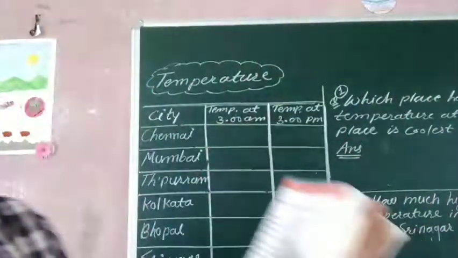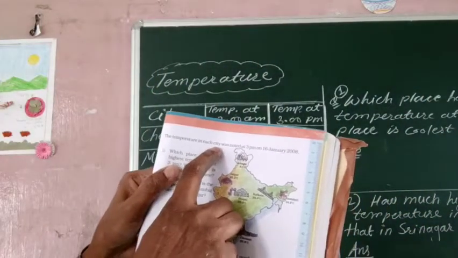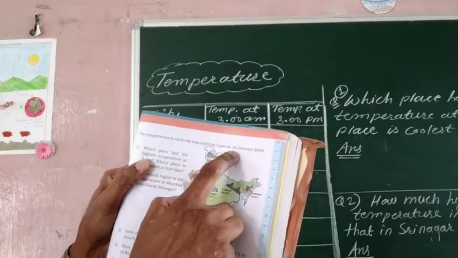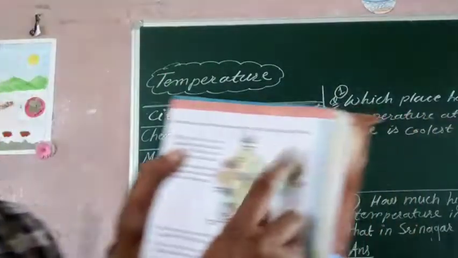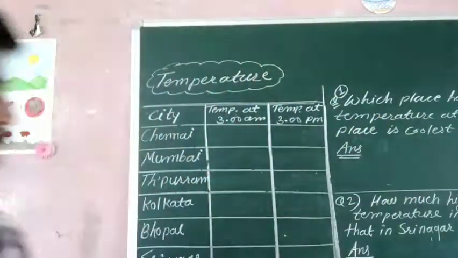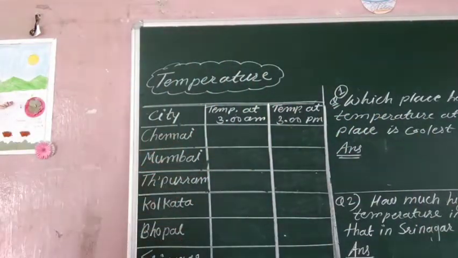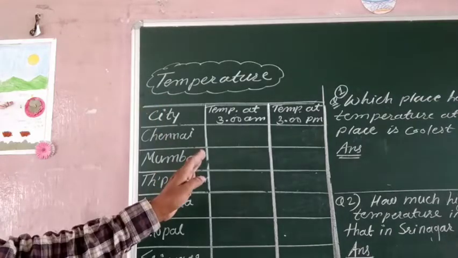See, it is given here. The temperature of each city was noted at 3 PM on 26 January 2008. You see the date on which the temperature was noted; the date is the same, that is 26 January here.